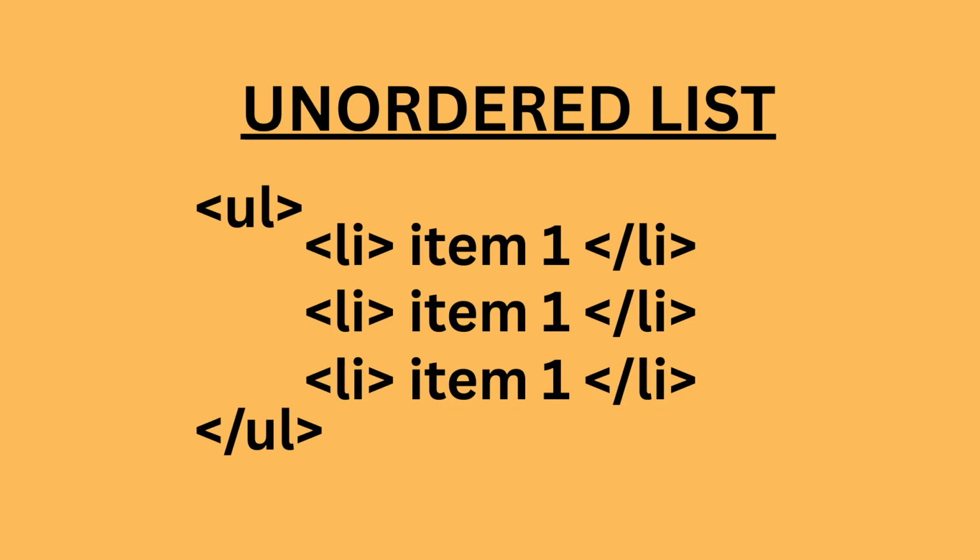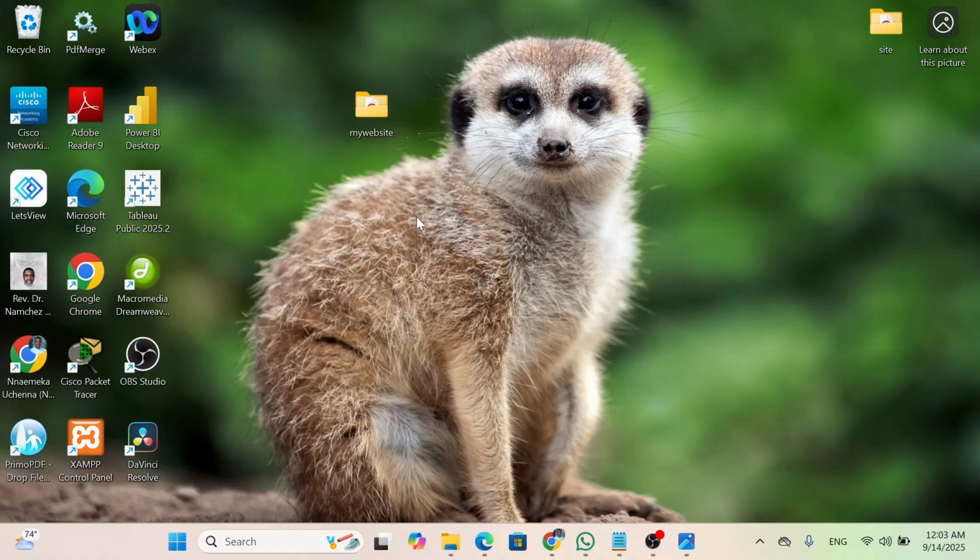And so we quickly continue with the unordered list. And this is how the unordered list is presented. UL opening and close tag representing the unordered list, and LI opening and close tag representing each item in the list.